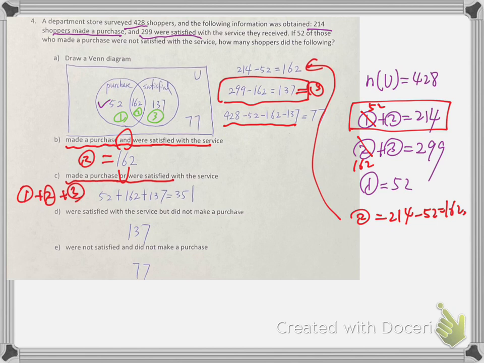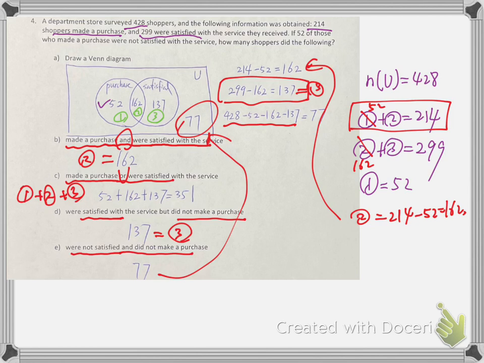This is union. Now part D is satisfied but did not make a purchase. So this is part 3. And then not satisfied and did not make a purchase. So this is not in the circle, right? The last part. So that's the Venn diagram. We have intersection, union, but the important thing is to make them look at 3 parts.